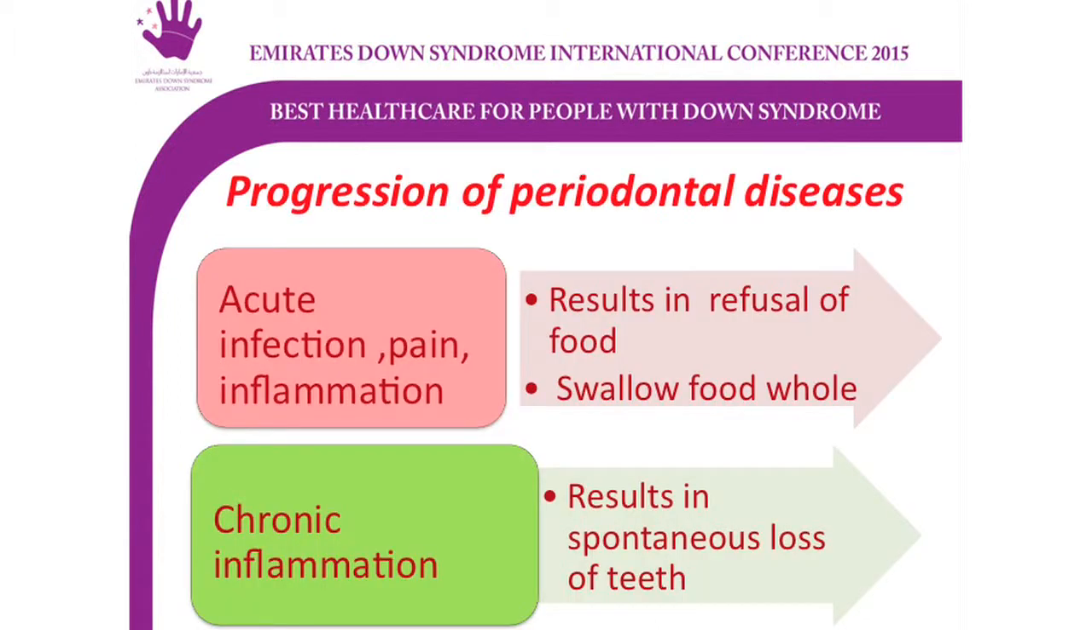What is the progression of the periodontal disease? The first stage will be acute inflammation of the gum, as we've seen before: red inflamed gum, severe pain, the patient will refuse eating, and if he does eat, he will not chew, he will directly swallow. And then after that, we go to the chronic phase, which is more dangerous because in this chronic phase, there is gradual destruction of the periodontal ligament and destruction of the bone around the tooth.